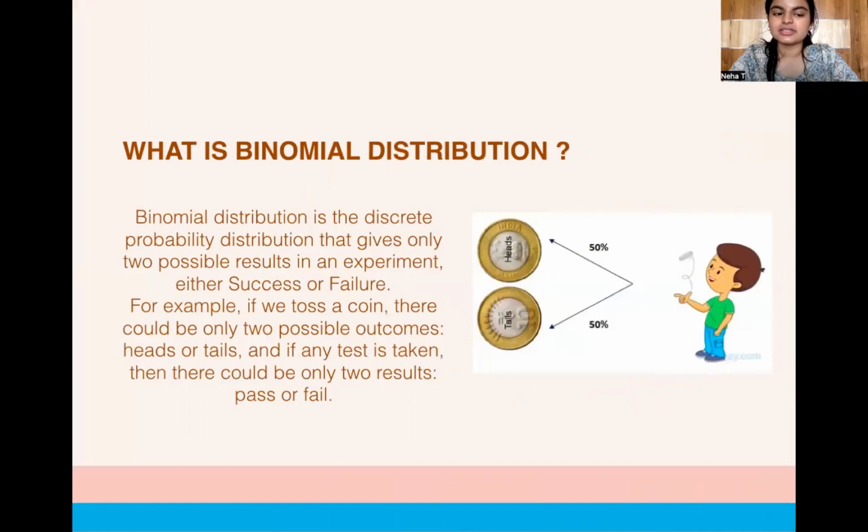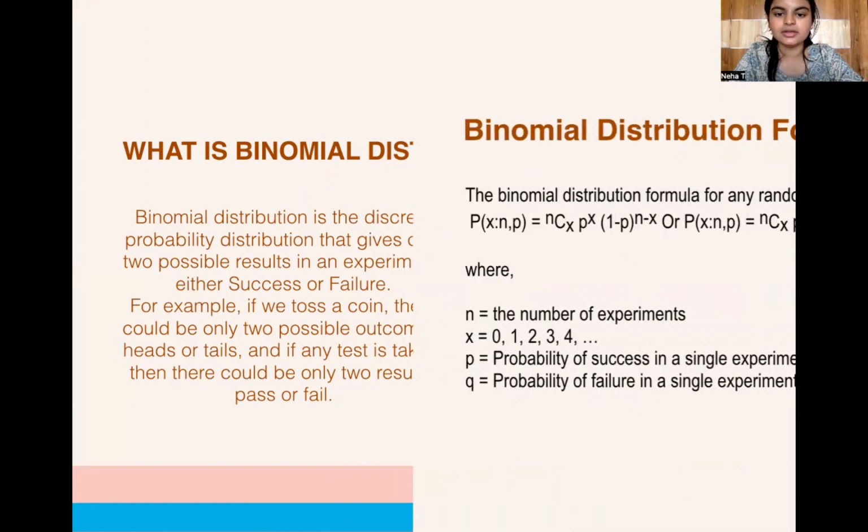Binomial distribution is the discrete probability distribution that gives only two possible results in an experiment, either success or failure. So, binomial itself in the name says that it has only two outcomes. So, either it will be success or failure, and in case of tossing a coin, we have only head and tail, that is two outcomes. Then in a test, either it is passing or failing. So, these are the examples for binomial distribution.